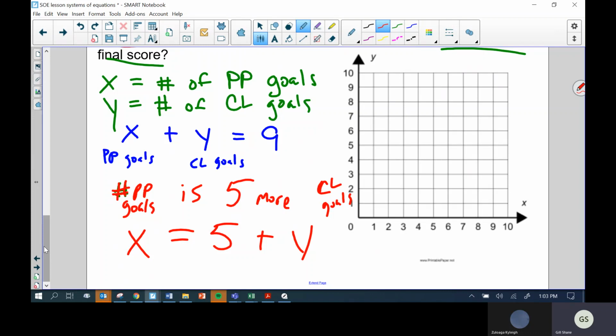One quick trick you need to notice. What if I would have said the number of goals Clearwater scored is 5 less than the number of goals Pinellas Park scored? Let's write that. So what's the number of goals Clearwater scored represented by? Y, right? What's the next thing I write? Is, which is what? And then the next thing I said? This time we're doing less than. That's what we would come up with, right?